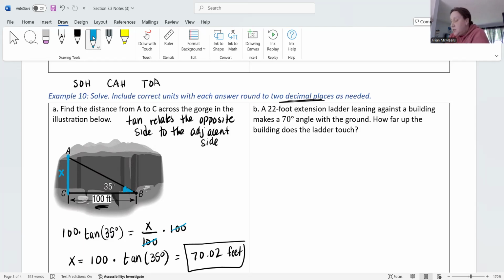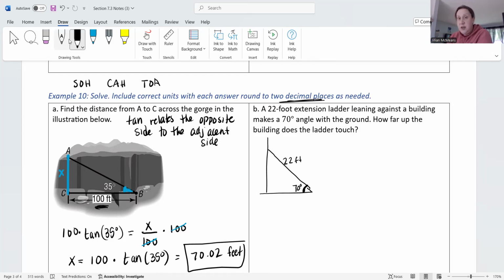Now let's look at part B. We have a 22-foot extension ladder leaning against a building, and it makes a 70-degree angle with the ground. So let's draw our building. We're going to say this is our building. It's beautiful. Like I've told you before on many things, an artist is not one of them. We've got our ladder leaning up against the building. We know it's 22 feet long. We also know that it creates a 70-degree angle with the ground.